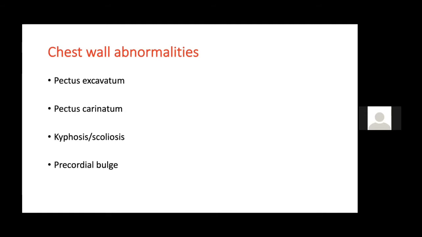And then we have the precordial bulge. If you find a precordial bulge, we know a precordial bulge suggests a chamber enlargement before the fusion of the costochondral joint or junction.